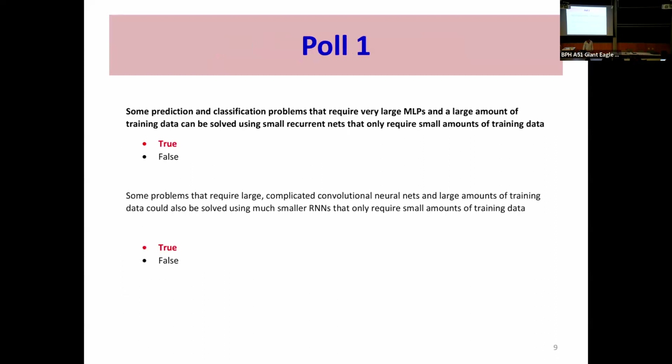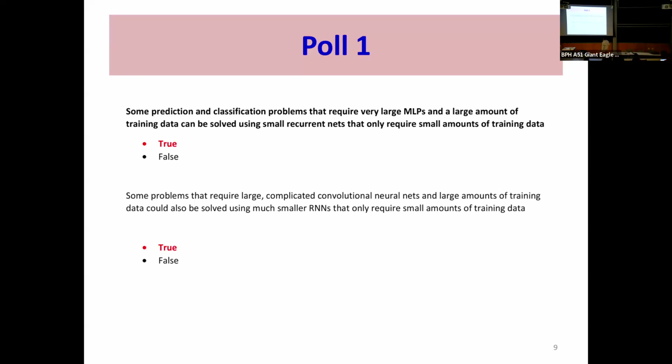And so small prediction and classification problems that require very large MLPs and a large amount of training data could be solved using tiny recurrent networks that only require small amounts of training data. So recurrence is a very powerful concept, and we use it all the time. You know, the rules of addition that you learned in school, they were recurrent, right? When you built your first Boolean circuit for whatever your digital logic class, if you took one, that was a recurrent network, and that's because recurrence is a powerful concept.